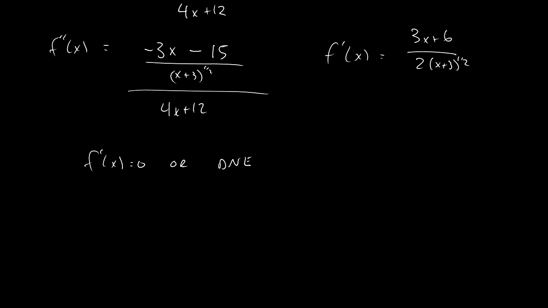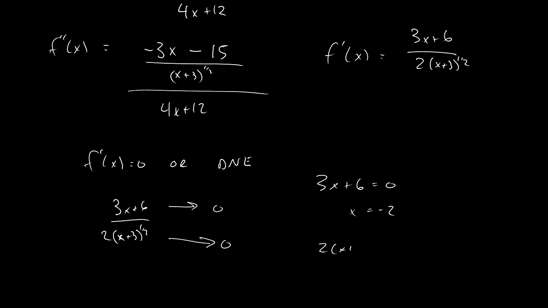So to do that, we take our f prime, which is (3x plus 6) all over 2 times (x plus 3)^(1/2). We want to know when our numerator is 0 and when our denominator is 0. So 3x plus 6 equals 0. Doing some quick mental math, x is equal to negative 2.